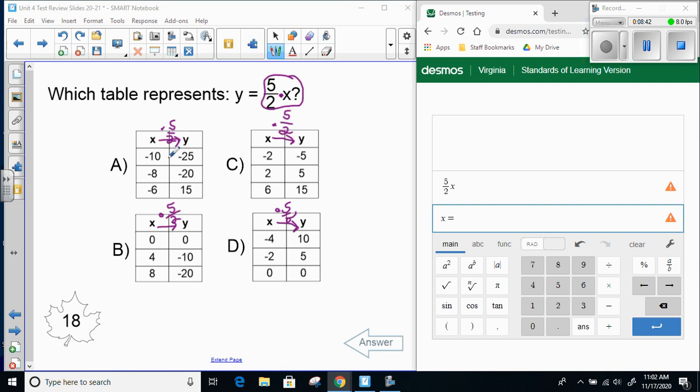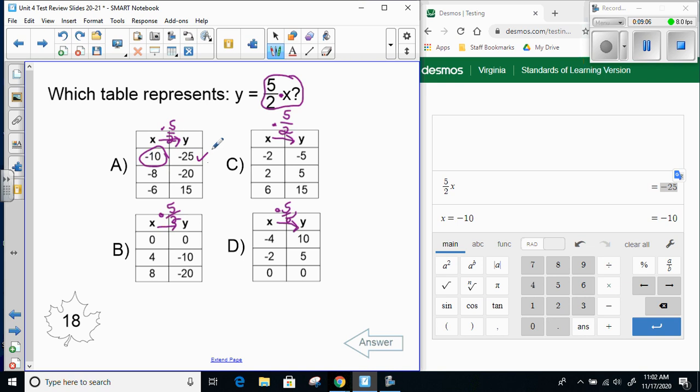My first x value in A is -10. So I'm going to plug in here that x equals -10. And I want Desmos to tell me that 5/2 times x, or 5/2 times -10, is going to equal -25. So let's type in -10. And sure enough, Desmos is telling me that it's a match. So this first row works.